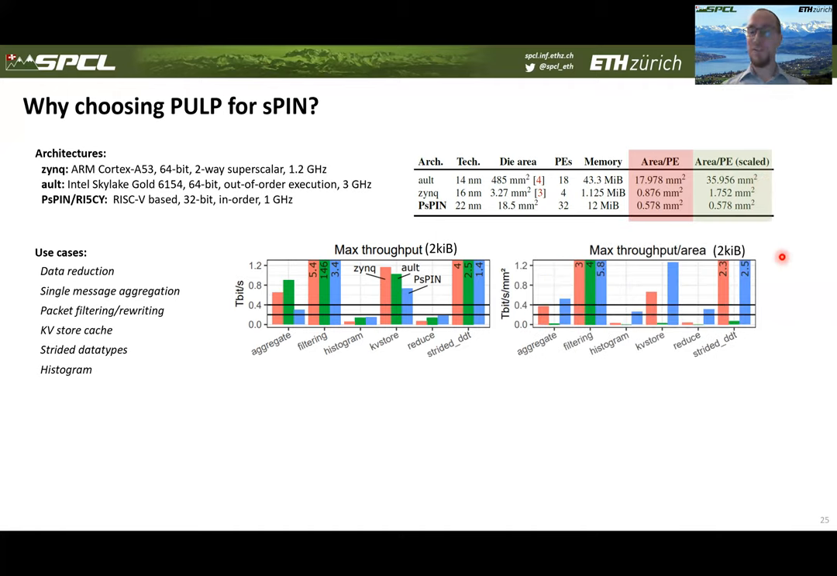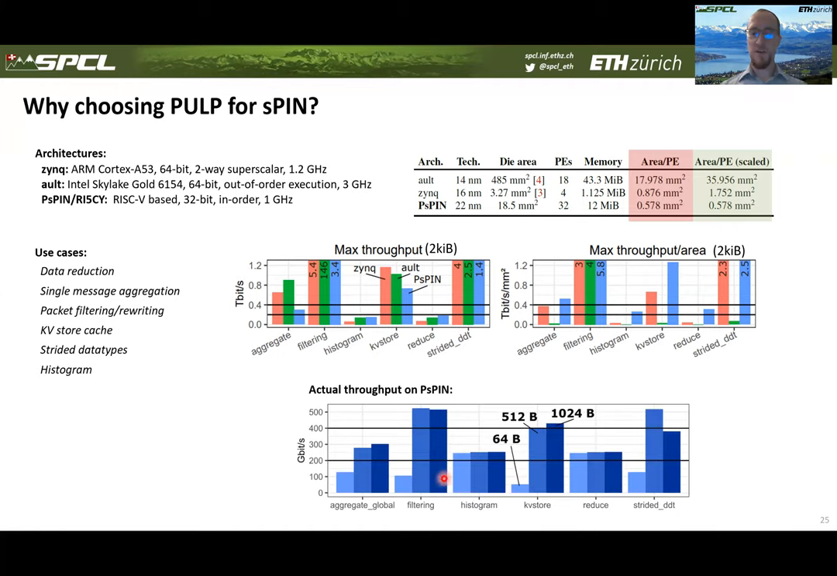Now if we normalize our throughput by chip area, then we really see the power of sPIN. The x86 is always relatively inefficient because it has these large caches, which our workload cannot really benefit from. The Zynq, the ARM-based implementation, is more efficient than x86. But in pretty much every case, sPIN largely outperforms the other implementations in terms of performance per area.